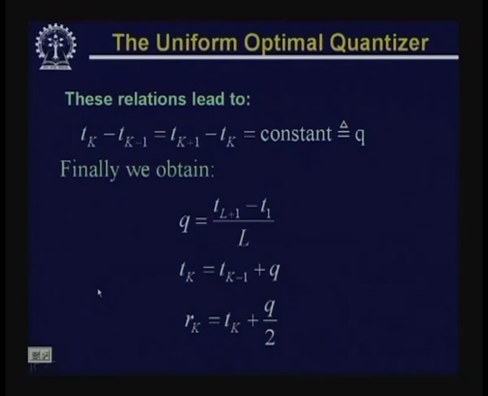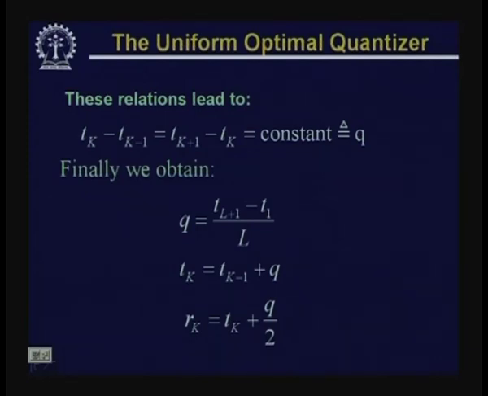Now, these relations lead to T k minus T k minus 1 is the same as T k minus 1 minus T k, and that is constant equal to q, which is known as the quantization step. So, finally, what we get is the quantization step is given by T L plus 1 minus T 1 by L, where T L plus 1 is the maximum transition level and T 1 is the minimum transition level, and L is the number of quantization steps.